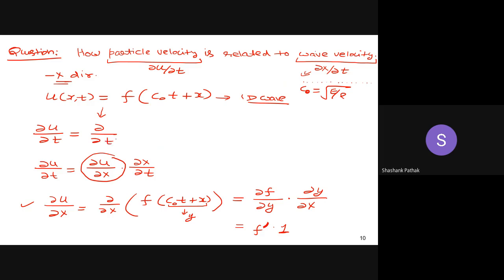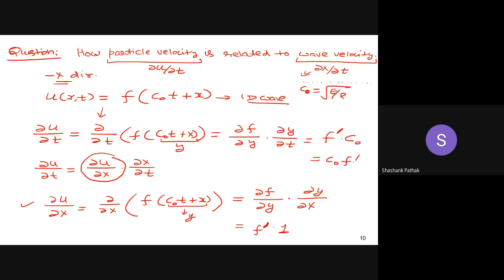Del f by del t of f of c0t plus x equal to, so we assume this one as y. So what we write, del f by del y, del y by del t. So del f by del y will be same in both the cases. So we can write f prime into dy by dt is nothing but c0 f prime.